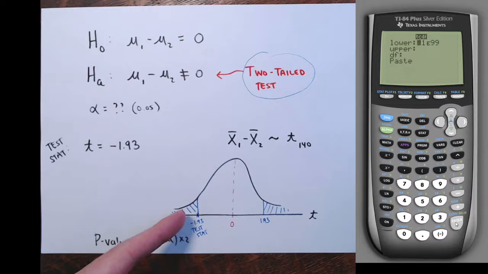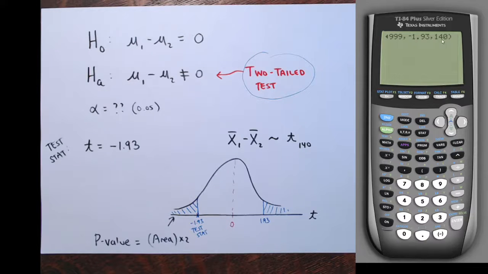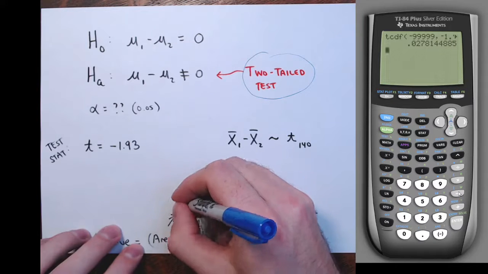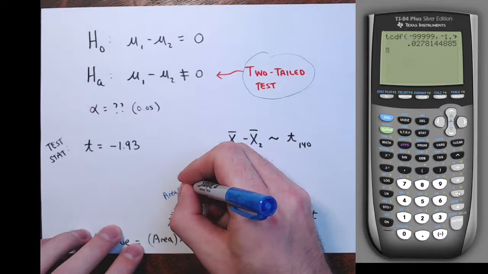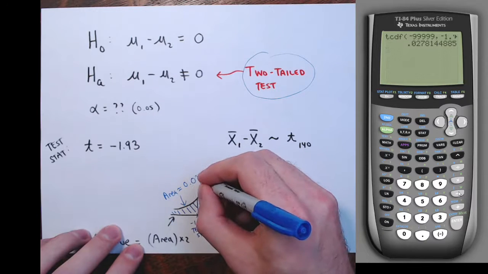Now this area here to the left of my test statistic, to the left of negative 1.93, there is no lower value. So I'm just going to put in some big negative number like negative 99,999, whatever. The upper value is my test statistic of negative 1.93. And the degrees of freedom they mentioned was 140. Now if you have an older one, you might have to enter it like this: lower value, comma, upper value, comma, degrees of freedom. All right, so this area is approximately 0.028 if I go to 3 decimal places.